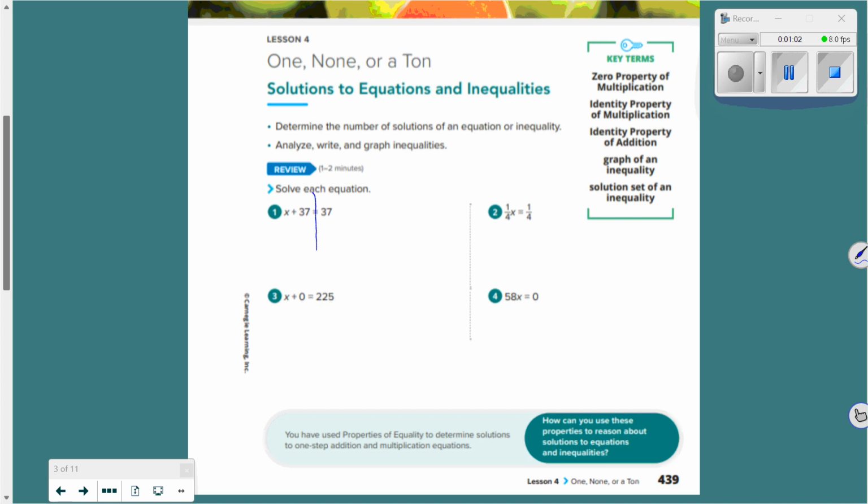Separate both sides of the equation by drawing a line through the equal sign. We are solving to find out what x is, so we need it by itself. So we are getting rid of the 37 by doing the opposite operation. What is the opposite of adding? So I get 0 on both sides. So x is 0.